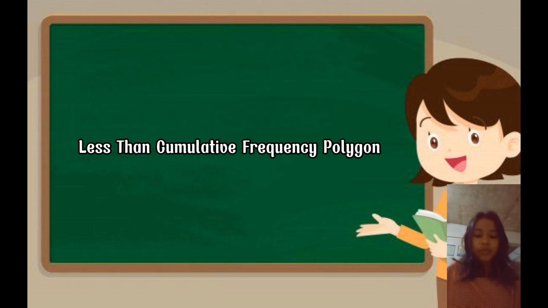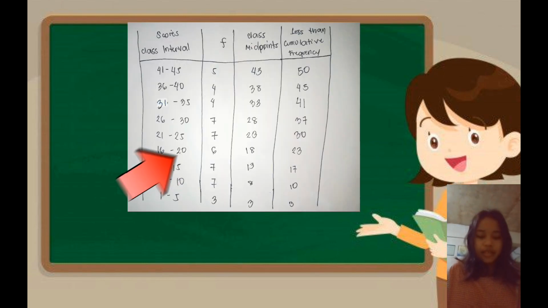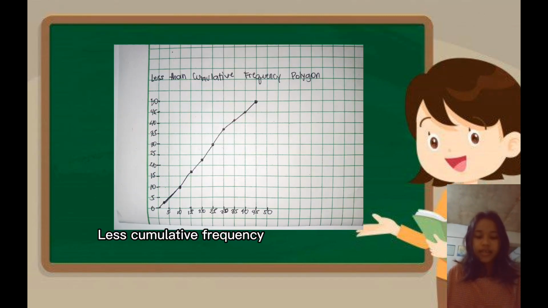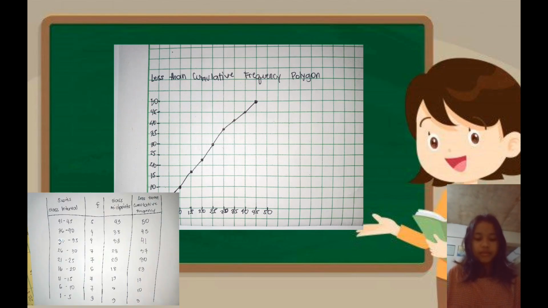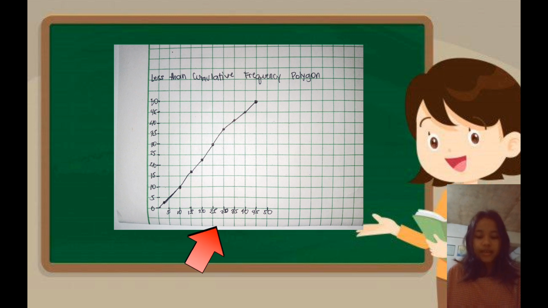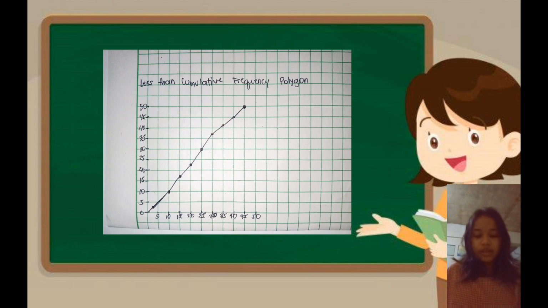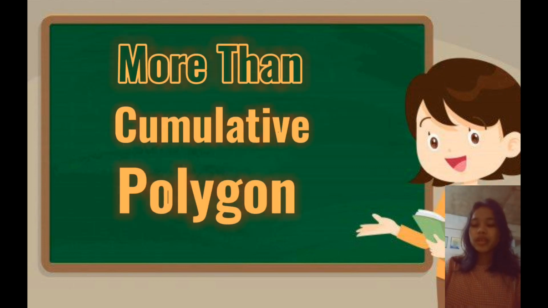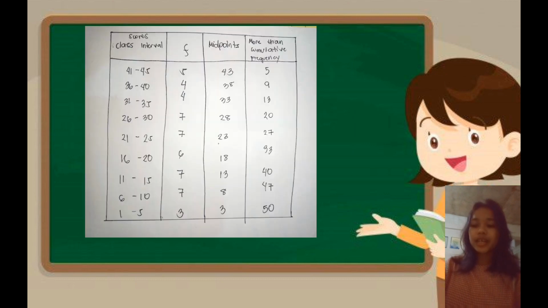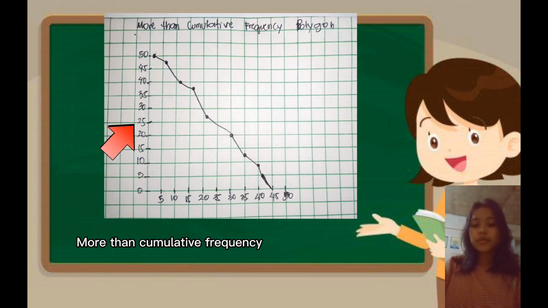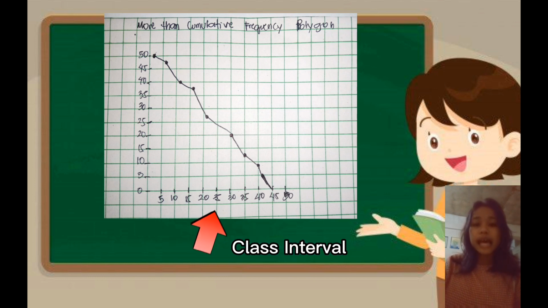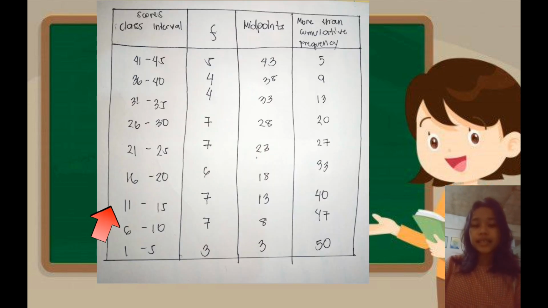To make a less than cumulative frequency polygon, as you can see, the vertical or y-axis is the less than cumulative frequency in the table, and the horizontal or x-axis is the class interval on the right side, the 15, 20, 25, and others. To make a more than cumulative frequency polygon, the vertical or y-axis is also the more than cumulative frequency on the table, and the horizontal or x-axis is the class interval, but opposite to the less than cumulative. It is on the left side, the 11, 16, 21, and so on.